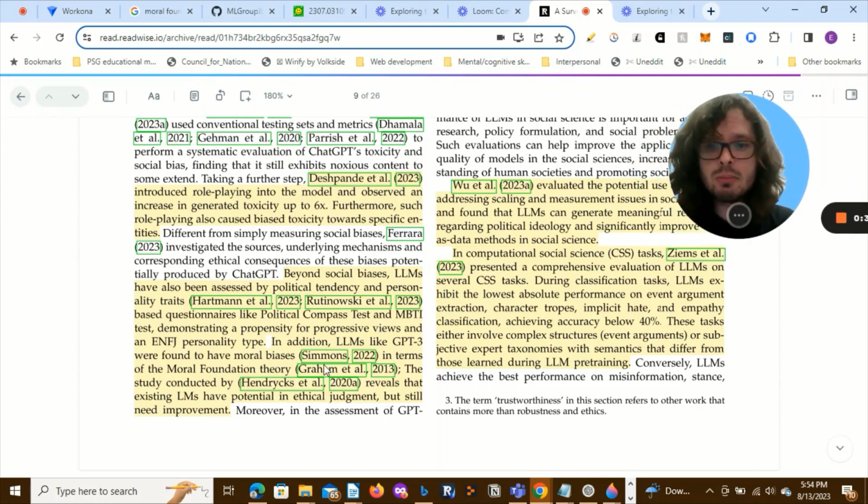And what Simmons found here is that when he tested LLMs against questionnaires that measure the moral foundations values, when primed to take on the persona of a political Democrat or a political Republican, the large language model exhibits the same moral biases as someone of either of those ideologies.